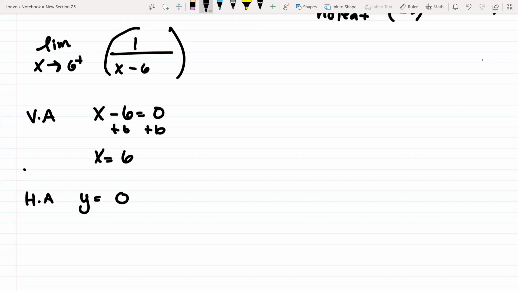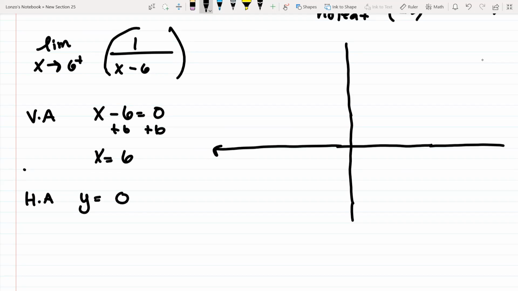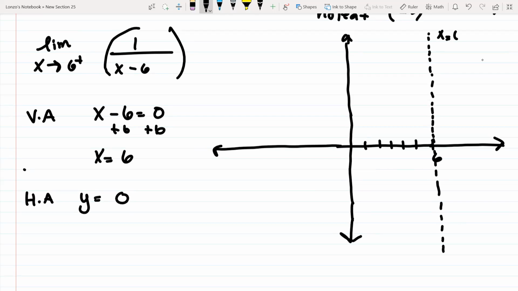Okay. So I'm not going to go into too much detail because you should know how to graph this, but you can always put it in Desmos if you're not sure. So vertical asymptote at x equals 6. So 1, 2, 3, 4, 5, 6. Do the dashed line. This is x equals 6. And then our horizontal asymptote is y equals 0. Maybe I should use another color. How about this one? So y equals 0 is this line.